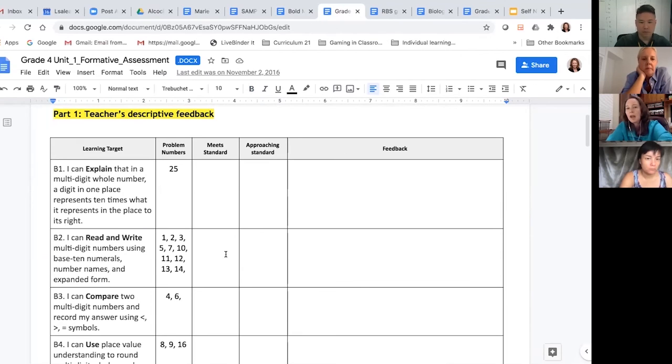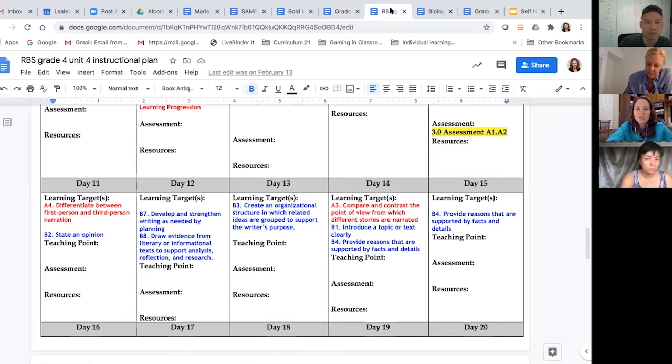You can also align that to names of materials or resources if you wanted to help children find them. I've even had it said, you know, look for the purple worksheet, right? And so the kids know which one goes to the learning target. And then again, notice meets, approaching, and then this feedback. Let's keep going. Now this is a bird's eye view.